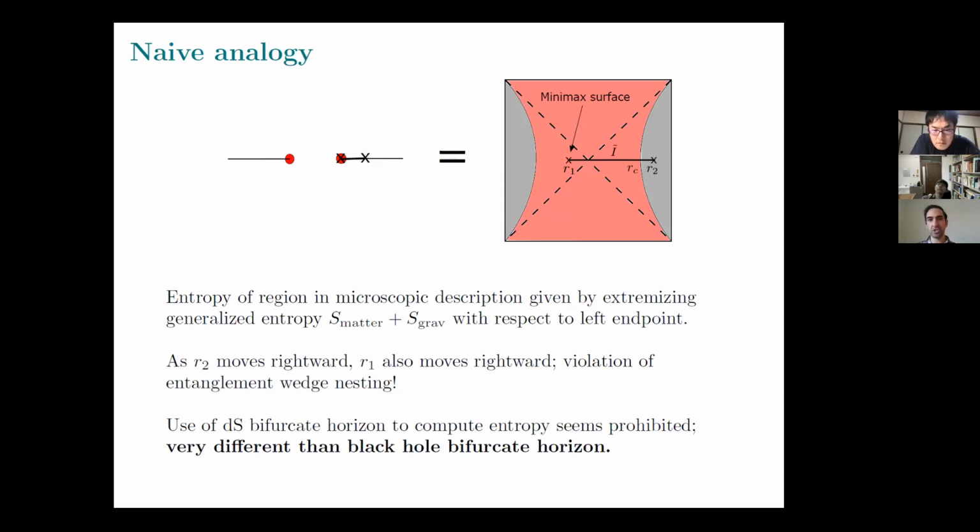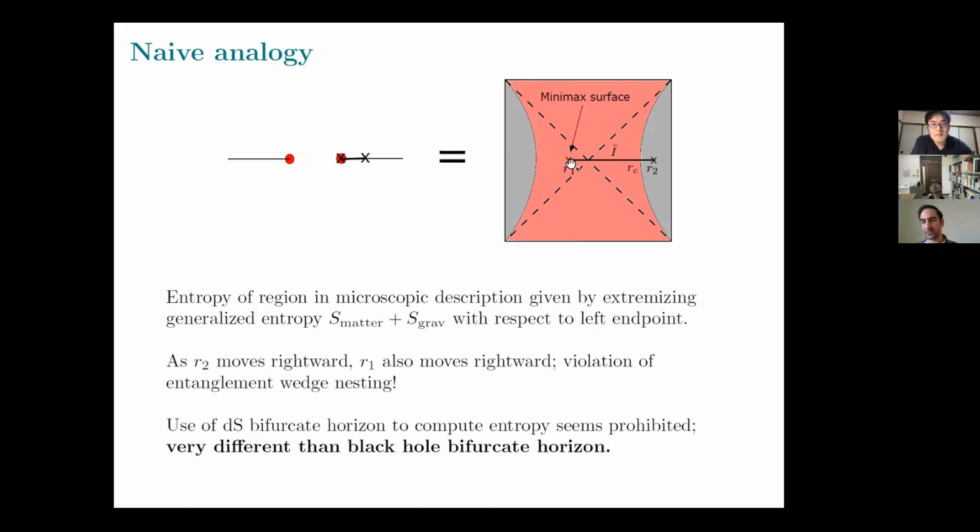And in analogy to how the black hole computations are done, the way you do this is you extend this left endpoint. This left endpoint in the semi-classical picture is right here on the interface, so it's kind of in a gravitating region. So you're supposed to extremize its endpoint and find some extremum for its endpoint somewhere in here. And the entropy you're extremizing in the semi-classical picture is the generalized entropy. So it's the gravitational entropy, which is localized to this endpoint.